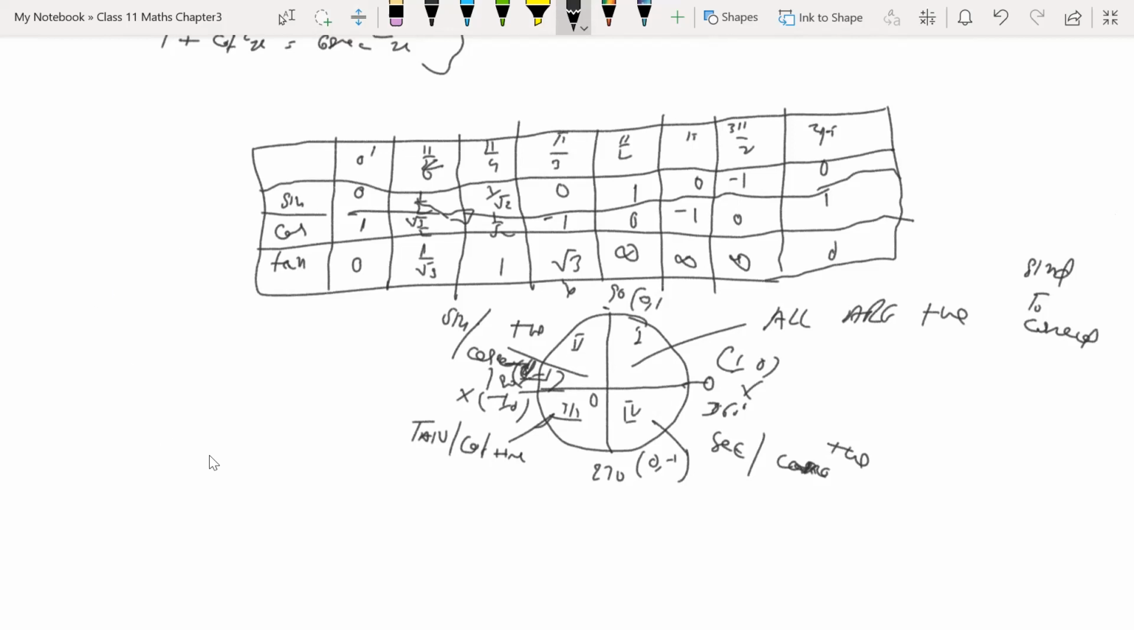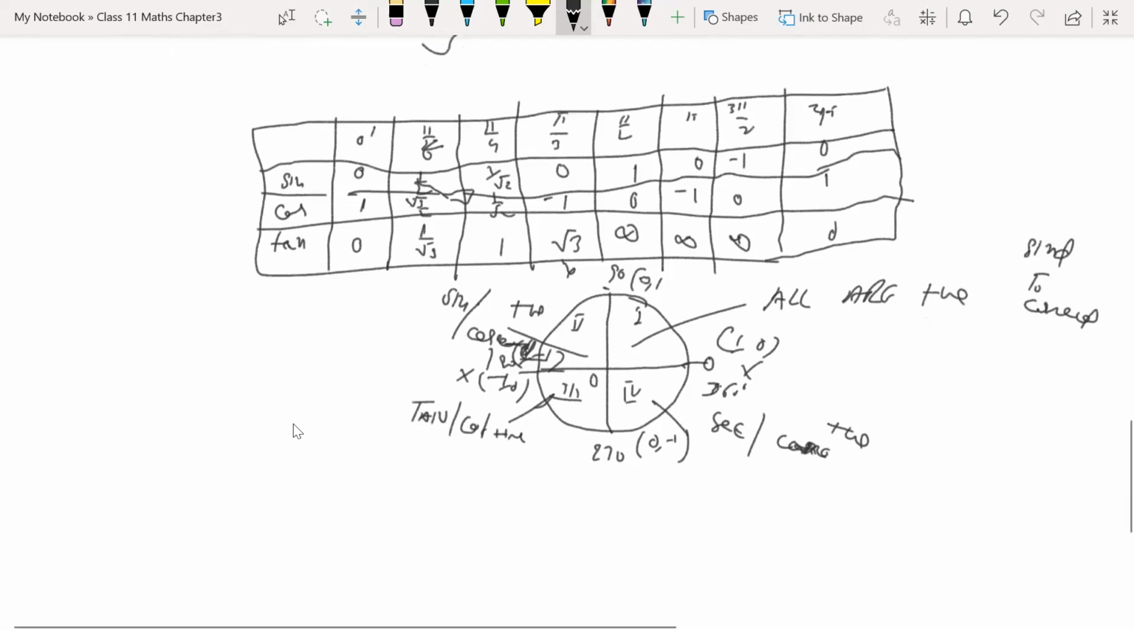Let's look at the sign of trigonometric functions, whether they are positive or negative. I have made clear with the help of this diagram that all are positive in the first quadrant. In the second quadrant, sine and cosecant are positive. In the third quadrant, tangent and cotangent are positive. In the fourth quadrant, secant and cos are positive.